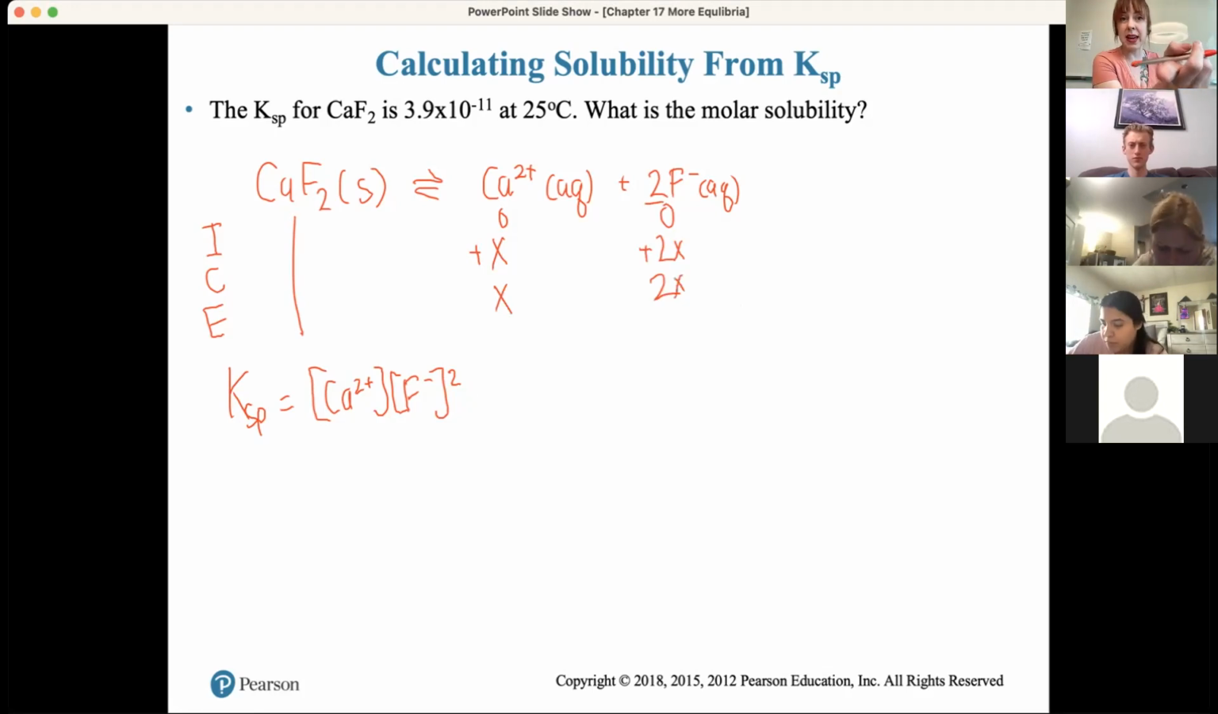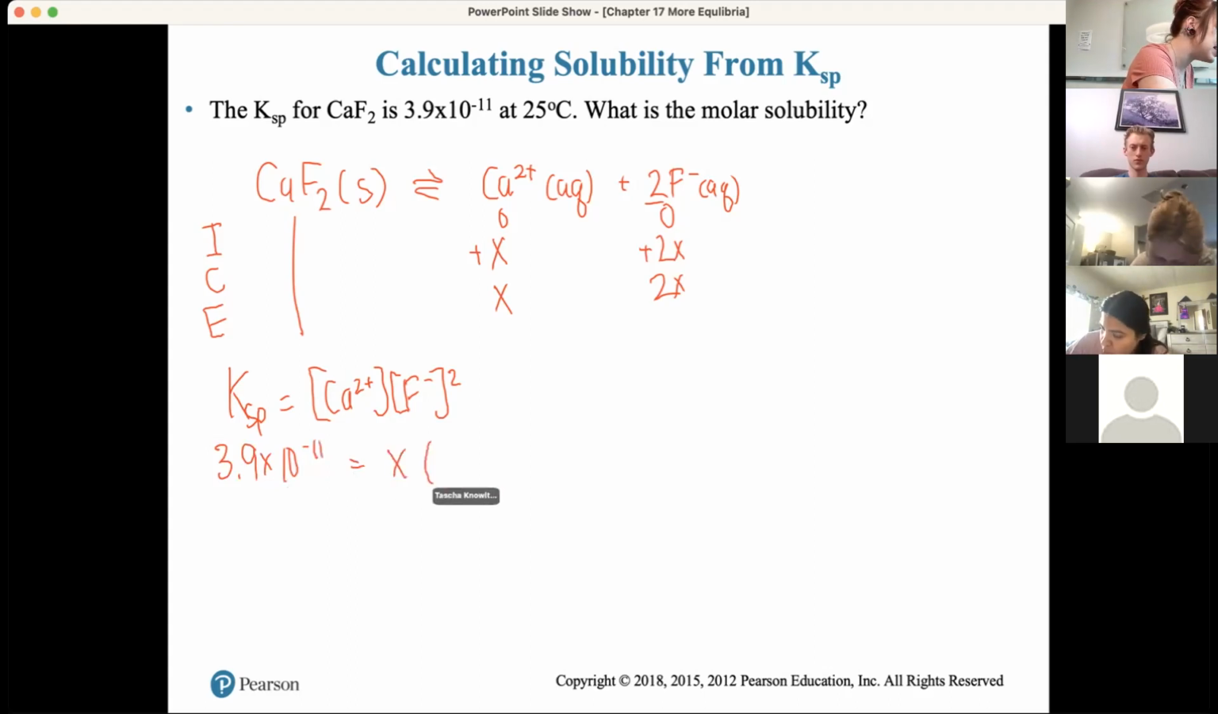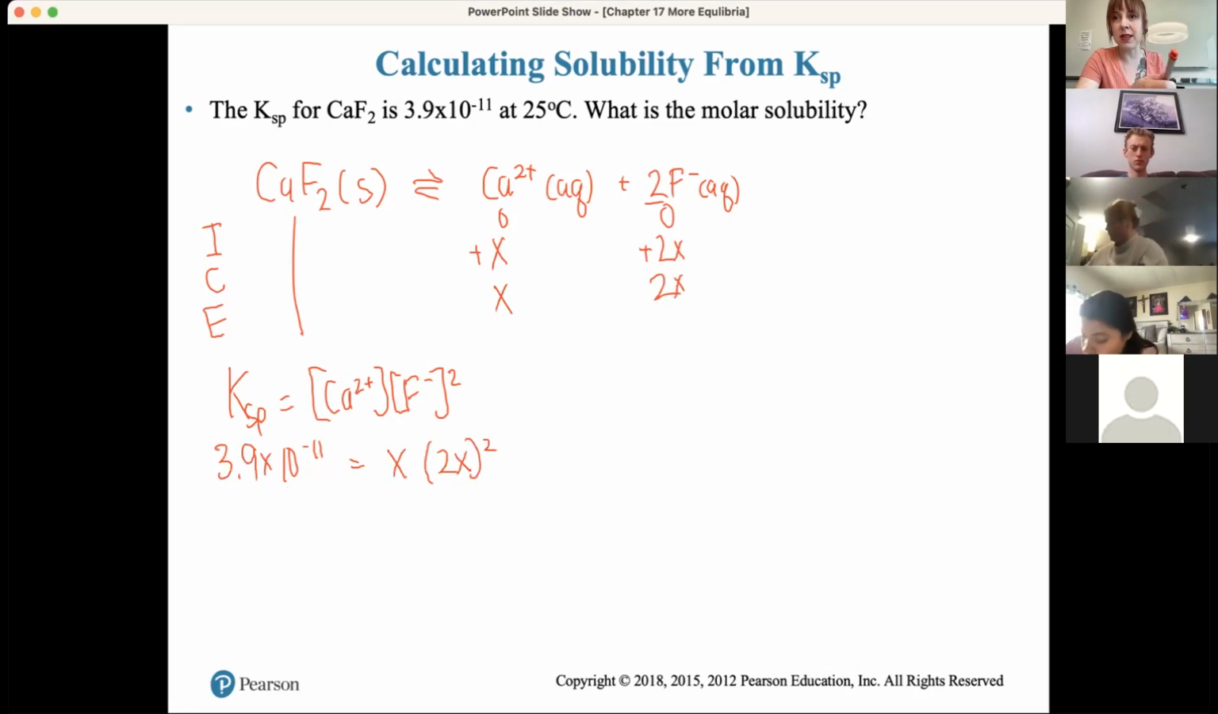Now we know KSP, the value is 3.9 times 10 to the negative 11, equals calcium, which is just X, and then fluoride is 2X, and then I have to square it. Honestly, that's probably the hardest thing you're going to have to deal with in this: remembering to double it and square it, or triple it and cube it, or quadruple it and raise it to the 4th. That's going to be the hardest part that I've seen.